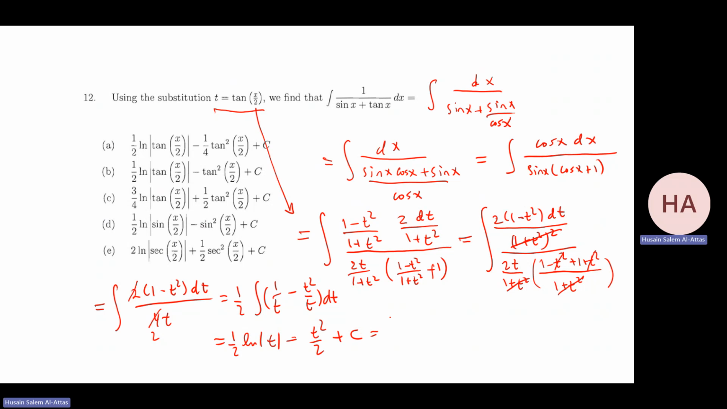Now retain the t, that will be tan x over 2. So this is half ln of tan x over 2, minus 1 over 4, half multiplied by everything. So minus 1 over 4 t squared, which is tan squared x over 2, plus c.